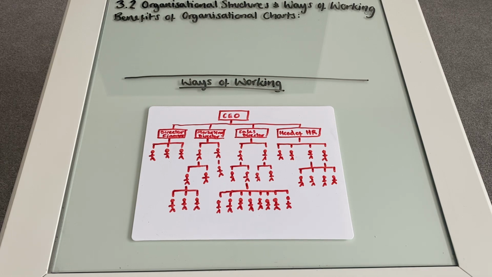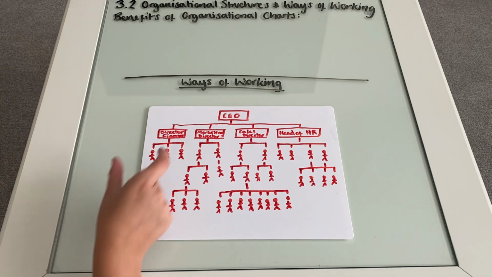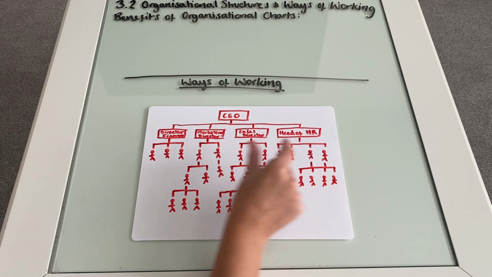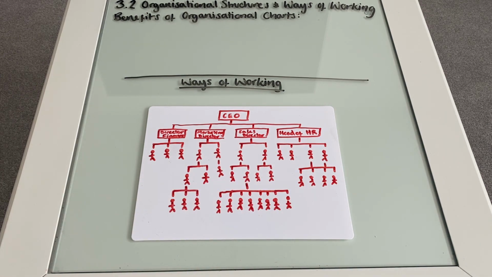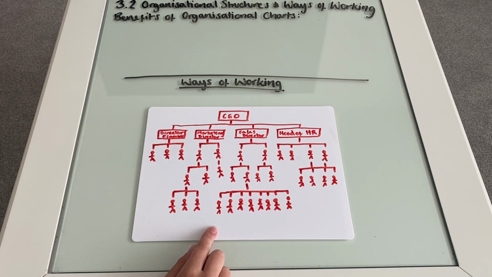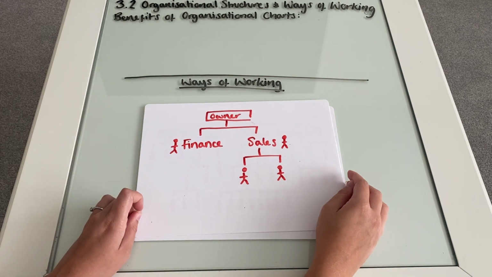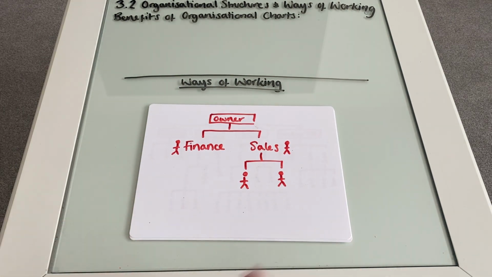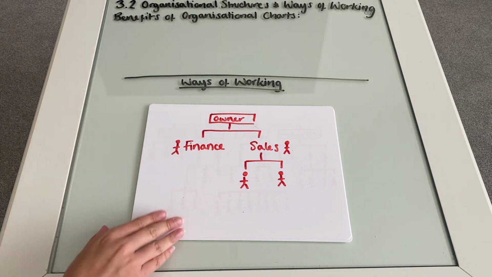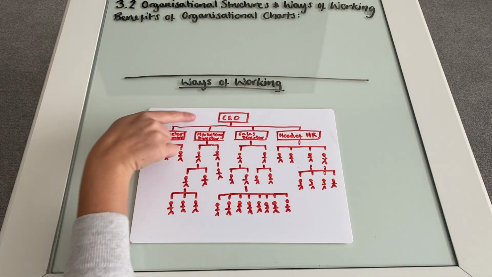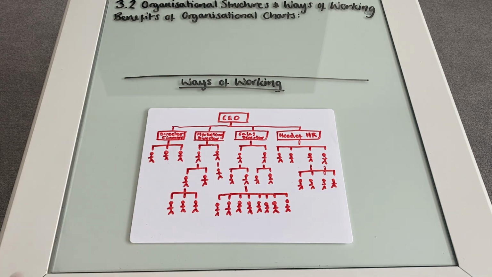The last keywords that you need to understand, 2 keywords, are tall and flat structures. Tall structures have lots of layers. Generally that means they have a narrower span of control. Each person only has a few people they're responsible for. This is a tall structure. Flat structures have fewer layers. So you can see this one only has 3 layers. This one has 1, 2, 3, 4, 5 layers at its biggest.